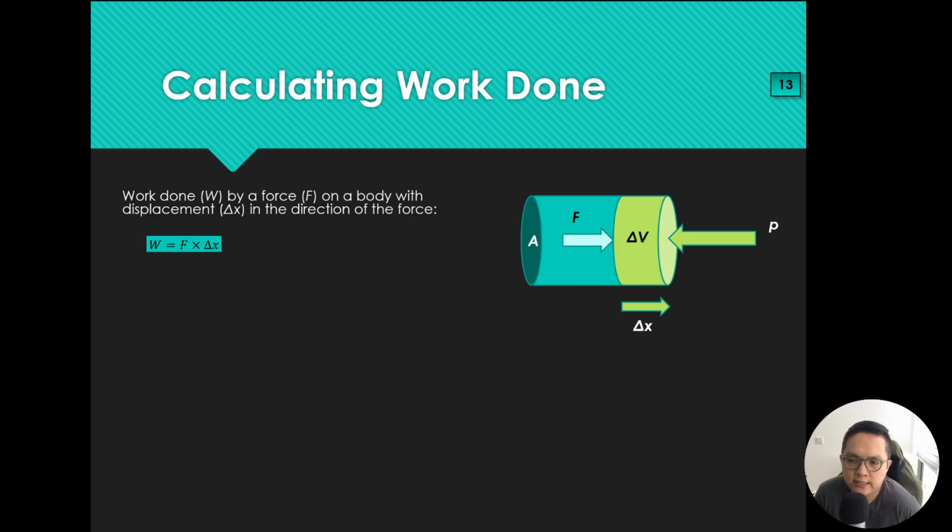We have this cylinder of gas here, which is A, and of course the gas at some pressure is causing a change in volume from this blue volume to a larger blue plus green volume. So there's a change of delta V here. Remember what we've learned about work done by a force? Work done by a force is the product of the force and the displacement delta x in the direction of the force. So work done equals F times delta x, provided they are in the same direction.